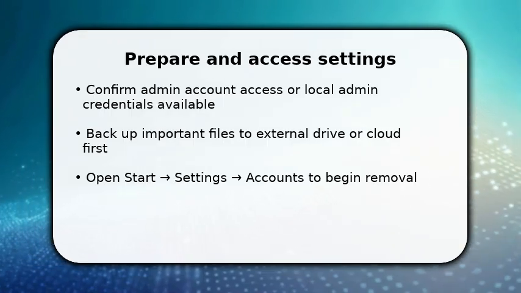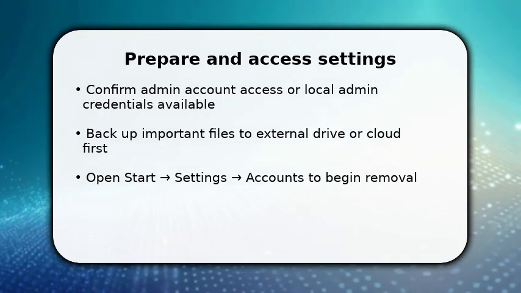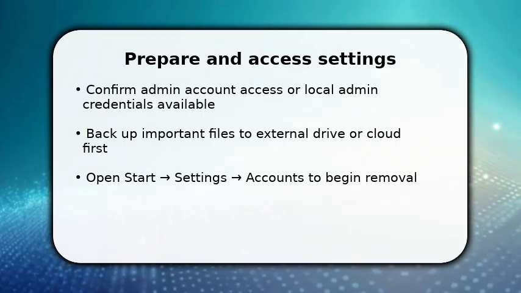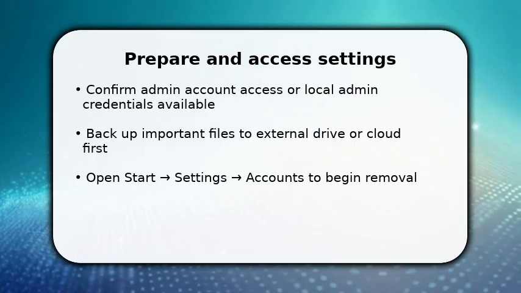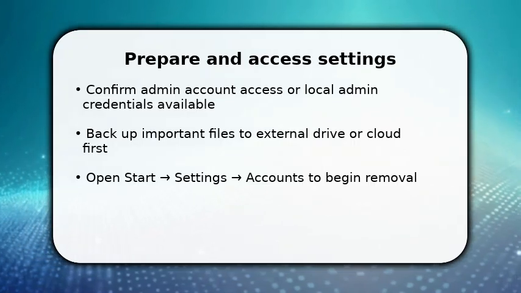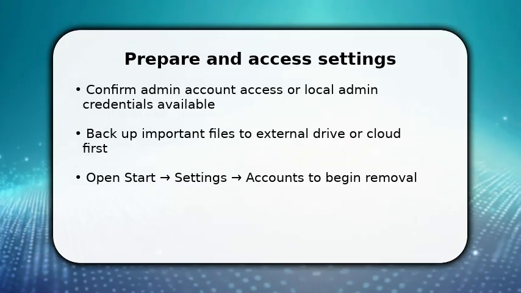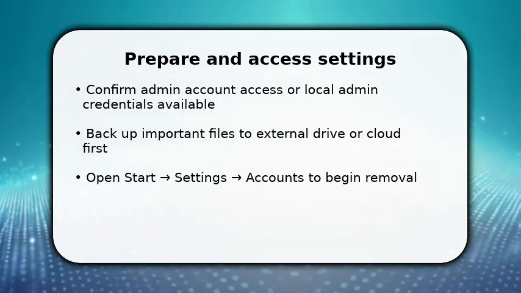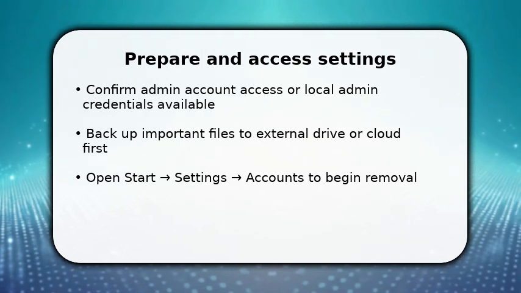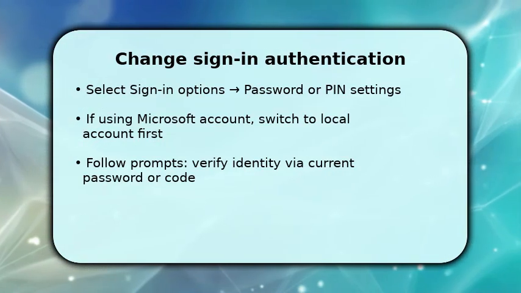Next, open Start, go to Settings, then Accounts to access sign-in options. This step gives you the controls to change authentication methods. Make sure you stay signed in as the admin user. Now proceed into sign-in options to see password, PIN, and Microsoft account controls. You now move into sign-in options to remove the password method.